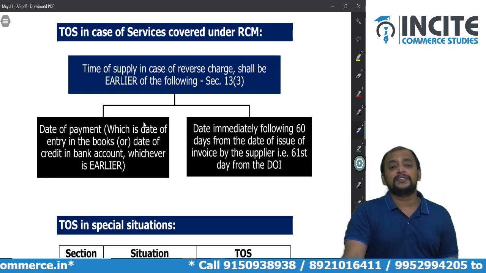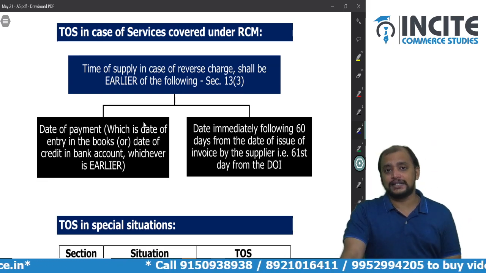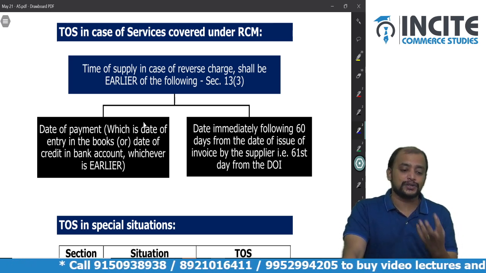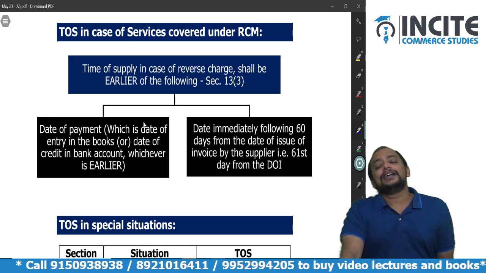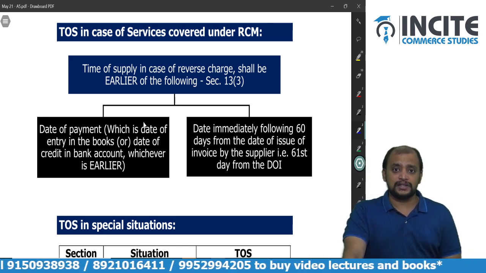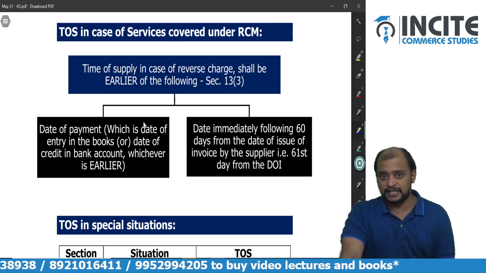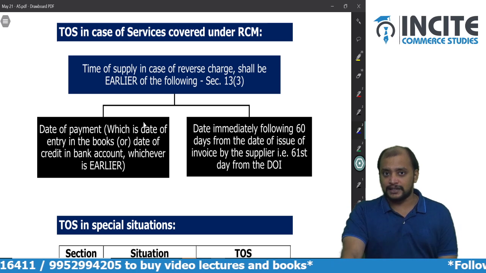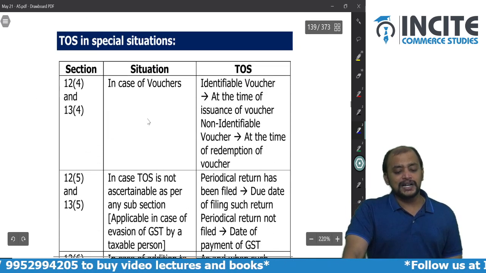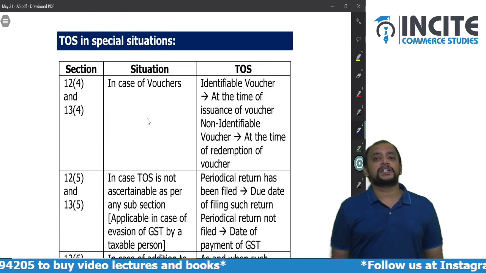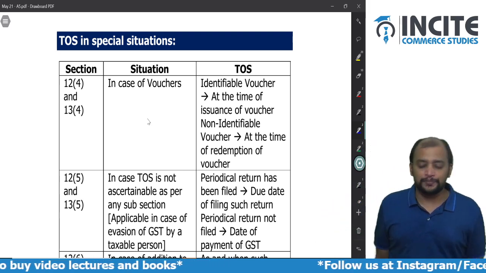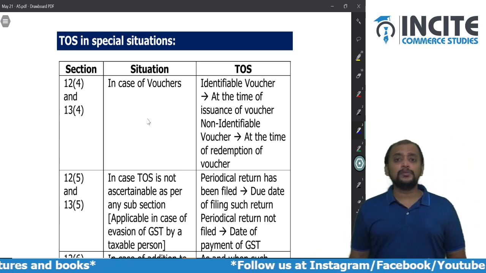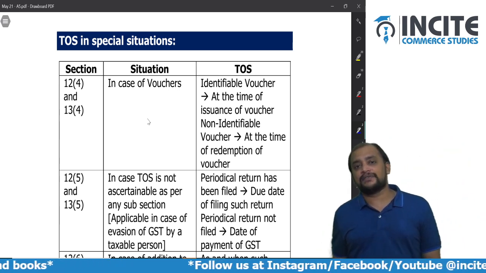This is in case of services covered under RCM. Now, whenever you see the question, first you need to identify whether it is goods or services. And then, if it is goods or services, the next step is whether it is FCM or RCM. And accordingly, you need to apply the provision and arrive at the answer. Then whenever it is subsection 4, subsection 5 and 6, there is no problem, because in that case, we will be taking the time of supply common between goods or services.